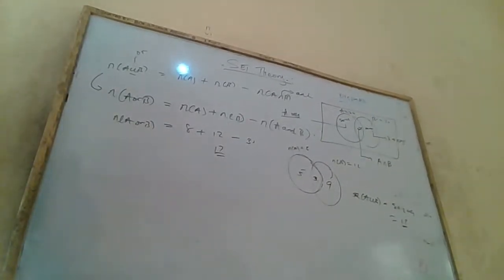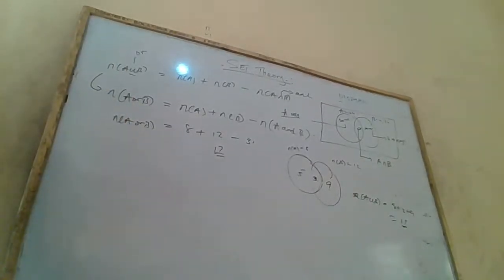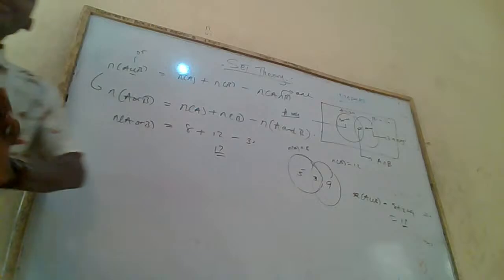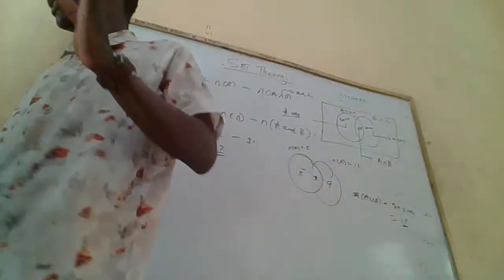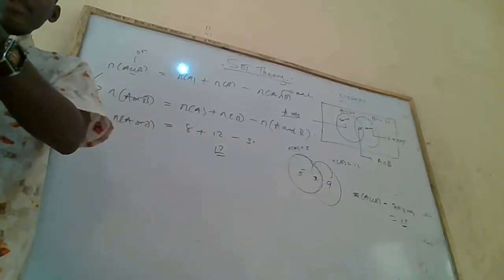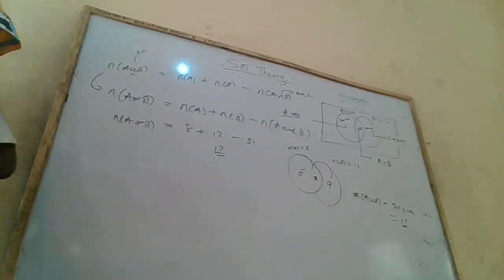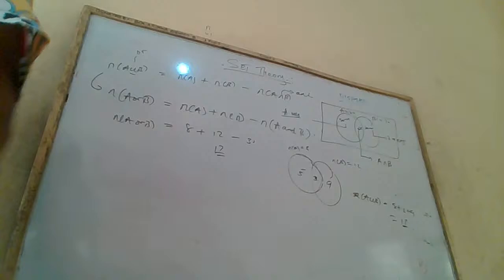Let's say this is A, and let's say this is B. Now, this one is being shared by both A and B. You understand? If I want to count A, this is A. And if I want to count B, this is also B.